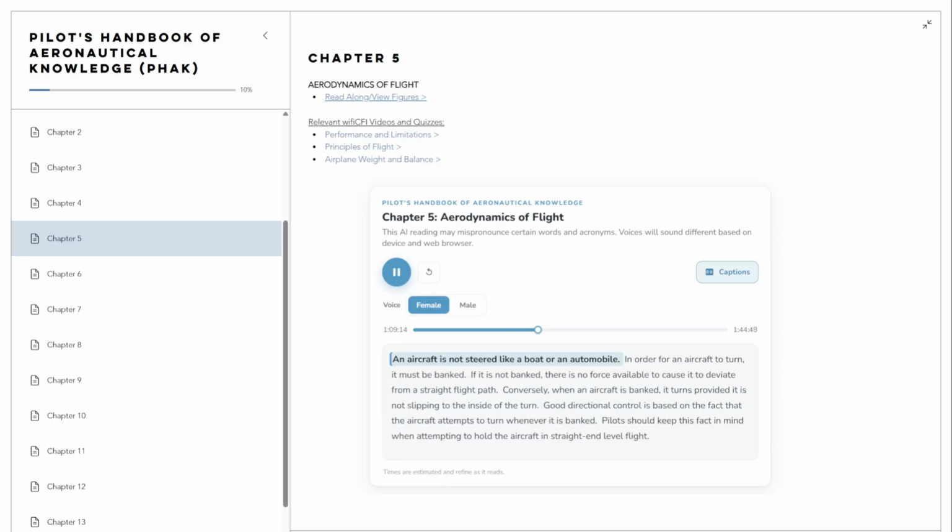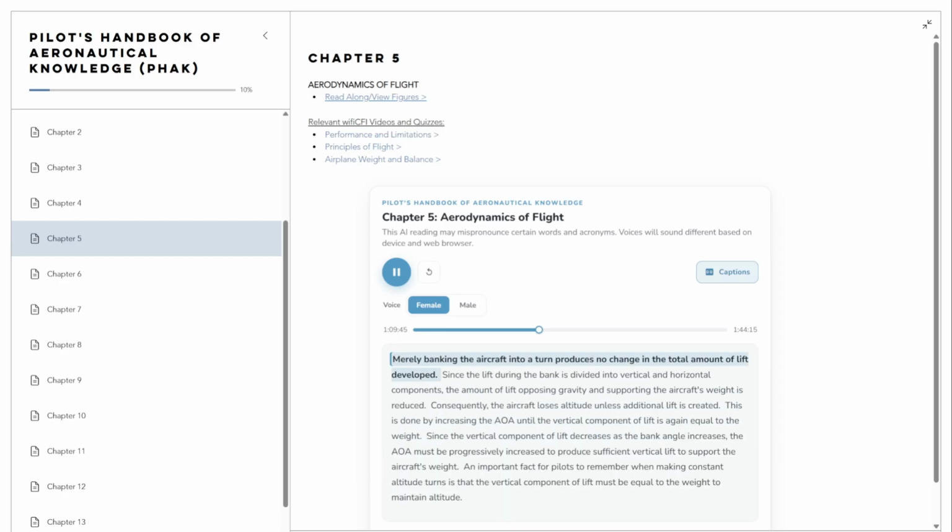An aircraft is not steered like a boat or an automobile. In order for an aircraft to turn, it must be banked. If it is not banked, there is no force available to cause it to deviate from a straight flight path. Conversely, when an aircraft is banked, it turns provided it is not slipping to the inside of the turn. Good directional control is based on the fact that the aircraft attempts to turn whenever it is banked. Pilots should keep this fact in mind when attempting to hold the aircraft in straight and level flight.